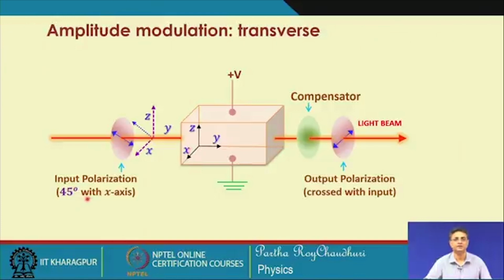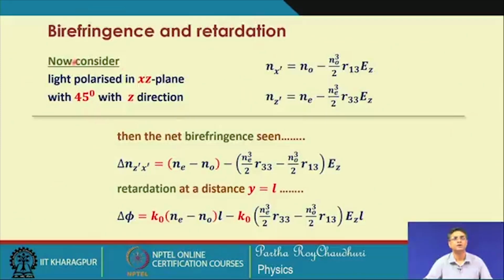We consider this situation because x and y can be spatially inverted. So, input polarization is at 45 degrees with x axis, output polarization will be crossed with the input, and there is a compensator. We have learnt very well why we need a compensator, because you have to push the operating point to 50% transmission. It could be as well done by applying an additional bias voltage, but this is more preferred, as we have seen earlier. So, now once again, these are the refractive indices seen by x polarized light and z polarized light. You can see that now these two are different values because of r 13 and r 33.